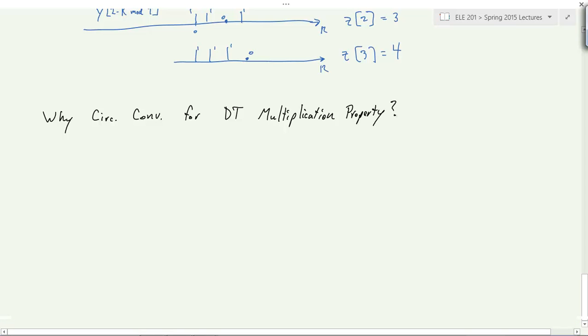Well, first of all, why does the regular rule not generalize? We have convolution in continuous time. Why does it not work for discrete time? I mean, we already said that you can tell because the Fourier transform is periodic that something has to change.